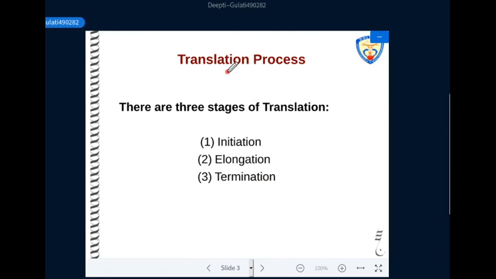Now, like all biological processes, translation also has three stages. That is initiation, elongation, and the third one is termination. So in this particular video, we are talking about the first stage of translation, that is the initiation step.